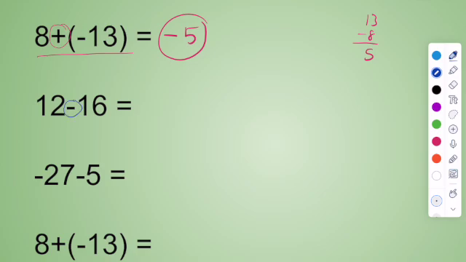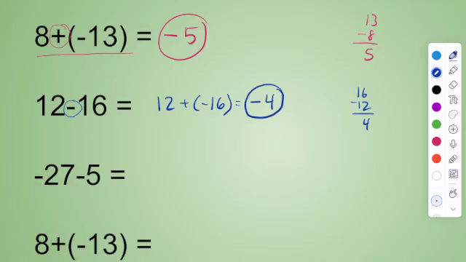12 minus 16. This is a subtraction, so I need to flip it. I'm going to rewrite it as 12 plus negative 16. Is my answer positive or negative? My answer will be negative because negative 16 has a greater absolute value than 12. Will I add or subtract to find the answer? Subtract. 1 positive, 1 negative. So 16 take away 12 leaves me with 4, but it's a negative 4. Final answer.